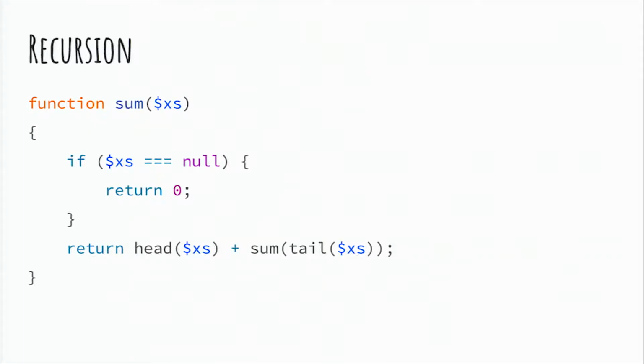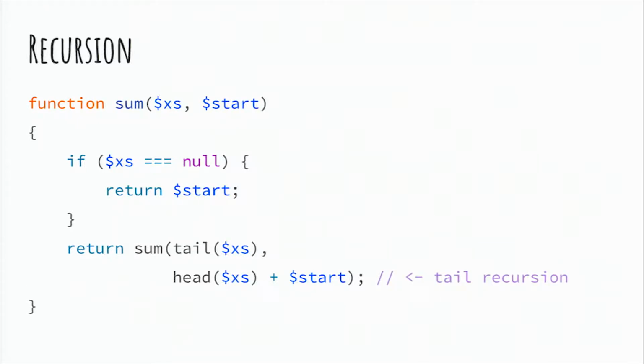So let's look at this recursion, because here we have the recursion at the end of the function. But this means that you get a very large stack trace, because every function calls itself. So if your list is 1,000 items big, then your stack trace will be 1,000 items as well. And there's a way around that if we write this function a little more complicated and we pass the start value.